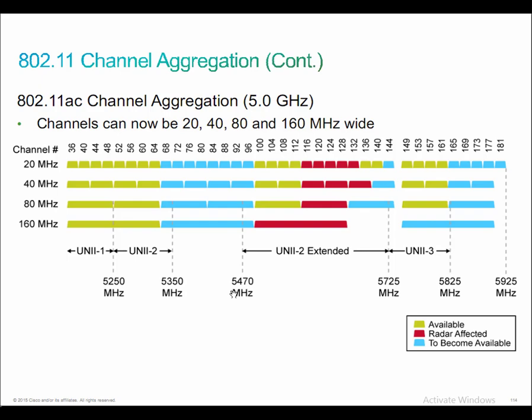So there is a trade-off, right? There is a trade-off between the faster throughput versus the number of available channels to transmit and receive data. Just something to consider when you're dealing with these standards. All right.